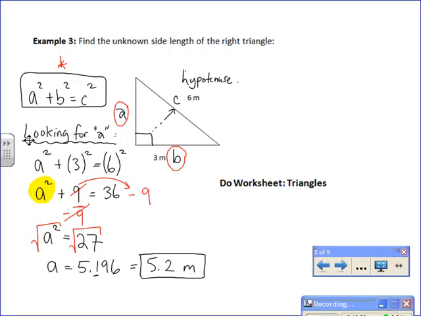I'm going to get you to try your worksheet in your Chapter 3 worksheet package. It's the first one. It's called Triangles, and the answers are there for you to check, but give them a try. There's a few different right triangles. Sometimes you are looking for the hypotenuse, sometimes you're not. So give those a try and check your answers.